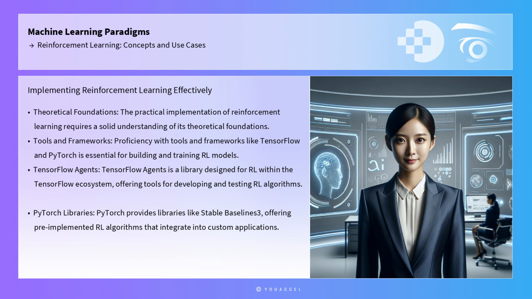The practical implementation of reinforcement learning requires not only a solid understanding of its theoretical foundations, but also proficiency with the tools and frameworks that facilitate its application. TensorFlow and PyTorch are two popular frameworks that provide extensive support for building and training RL models. TensorFlow Agents is a library specifically designed for RL within the TensorFlow ecosystem, offering a suite of tools for developing and testing RL algorithms. Similarly, PyTorch provides libraries like Stable Baselines 3, which offer pre-implemented RL algorithms that can be easily integrated into custom applications.